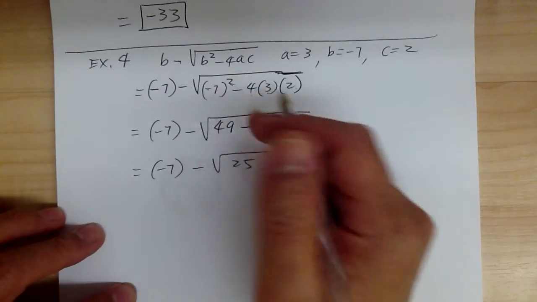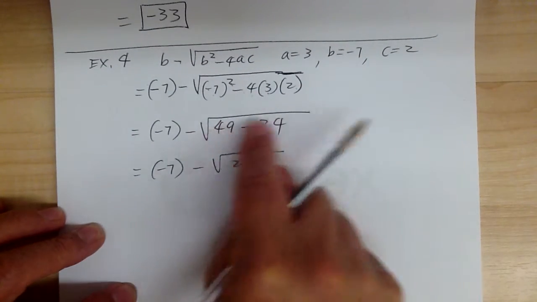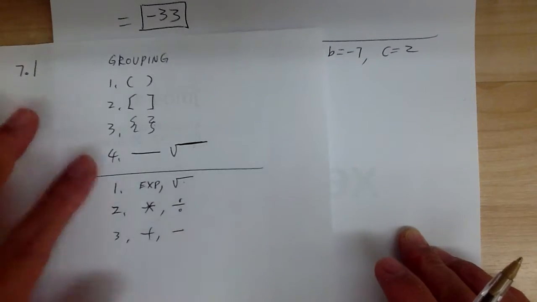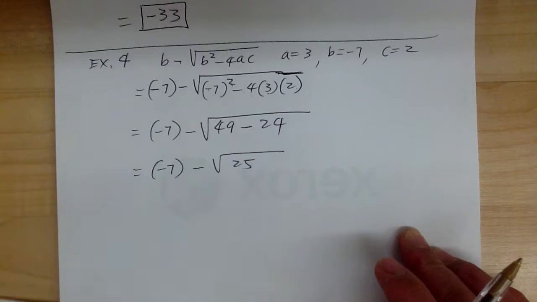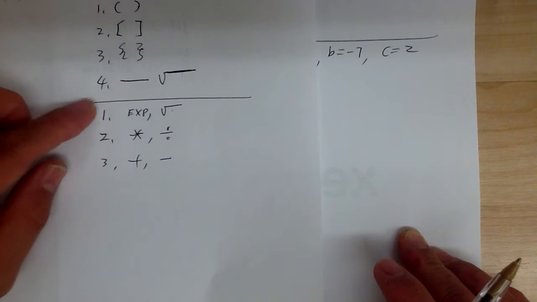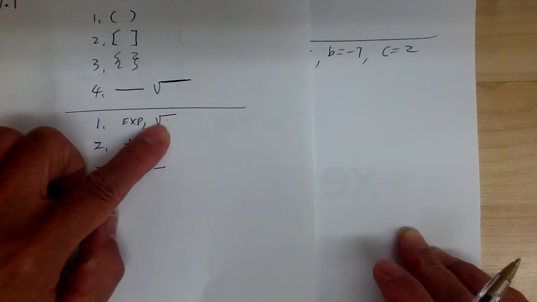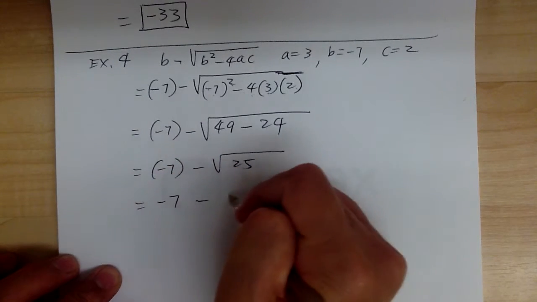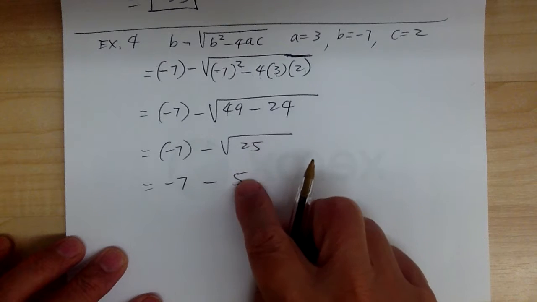So now you're done with the grouping, right? Again, this is a group because it has 2 numbers. So make sure you go down the list of the grouping symbols, right? So again, this one is this one here. So once you're done with the grouping, now you go to steps 1, 2, 3. So step 1 is square root and exponent. So this one would be equal to negative 7 minus 5. Right? Square root of 25 is 5.